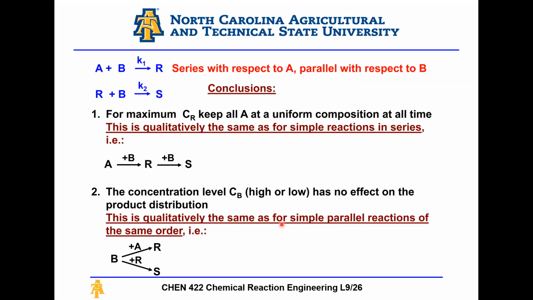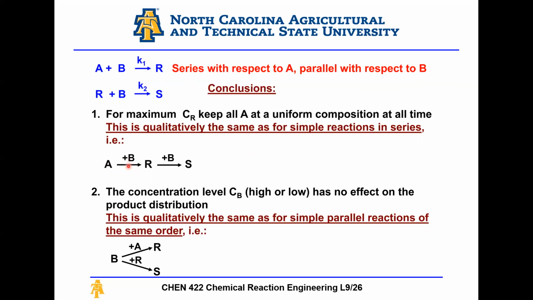Okay, so let's take a look at some conclusions for this chapter. So if I have a reaction which is in series with respect to A and parallel with respect to B, A plus B going to R plus B going to S. For maximum CR, keep all A at a uniform composition at all times. So if I want to maximize concentration of R, I want to keep A at a uniform composition, and it's the same as making it a simple reaction in series.